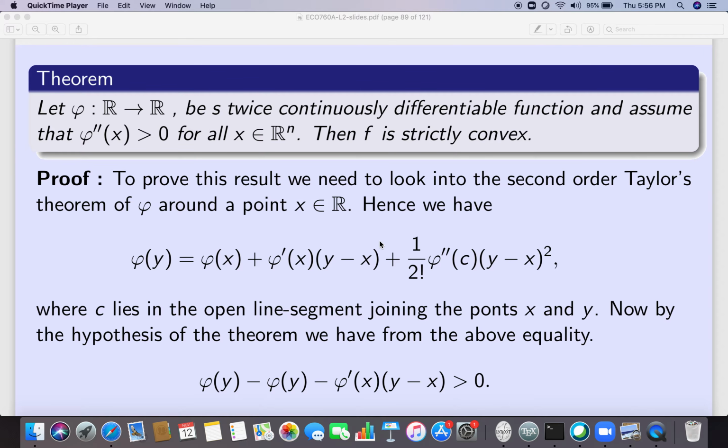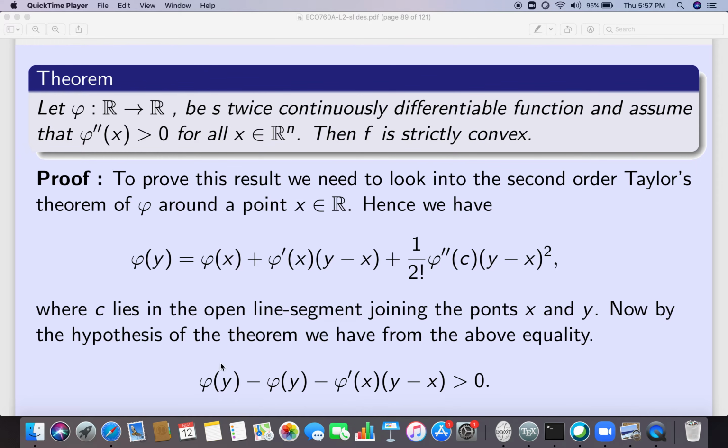Now, phi is a twice continuously differentiable function. Please forgive me for little typos. I have to be slightly more careful. To prove this result, we again have to go back to second order Taylor's theorem. So you see the power of Taylor's theorem that is coming in.